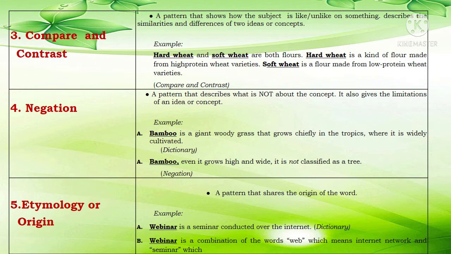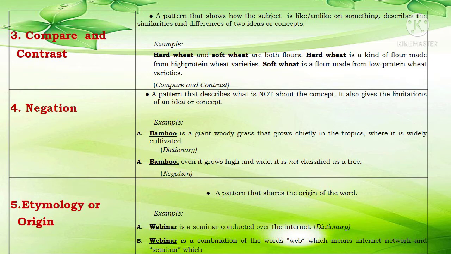Number 4, negation. It is a pattern that describes what is not about the concept. It also gives the limitations of an idea or concept. For example, bamboo is a giant woody grass that grows chiefly in the tropics where it is widely cultivated. Bamboo, even though it grows high and wide, is not classified as a tree.